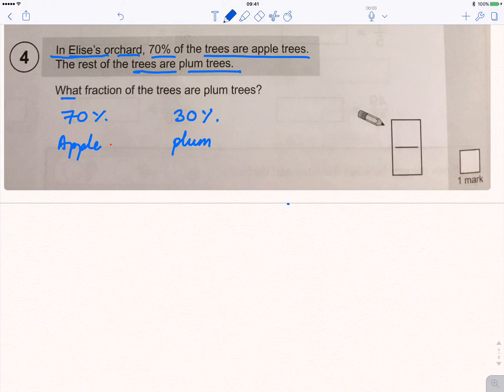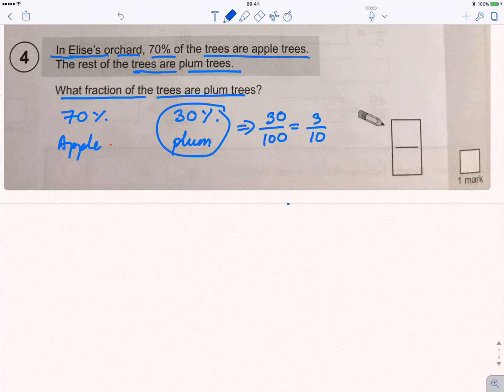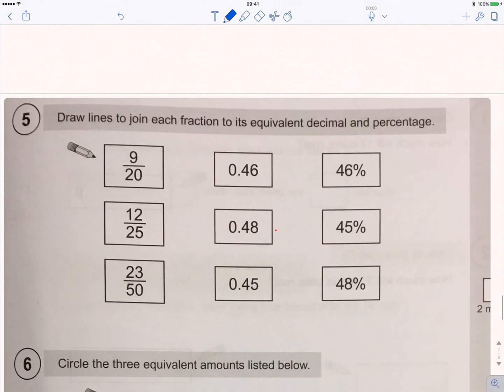And it says here, what fraction of the trees are plum trees? Well, 30% as a fraction, write it over 100, so 30 over 100, and then start simplifying. We can divide the numerator and the denominator by 10. That becomes 3/10. Can I further simplify it? No, I can't. So that's 3/10. Okay, let's go to the next question.